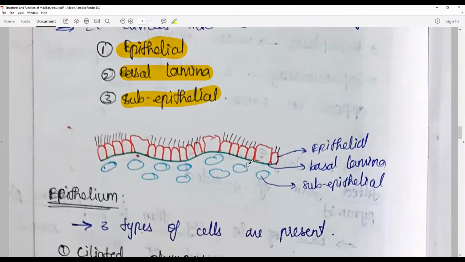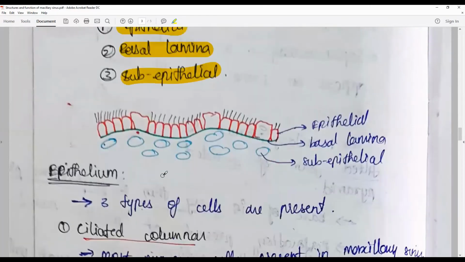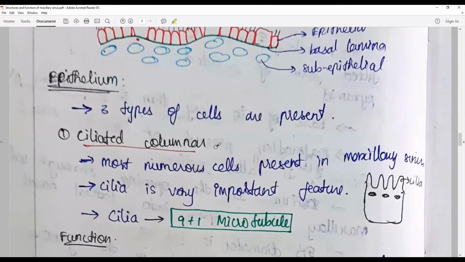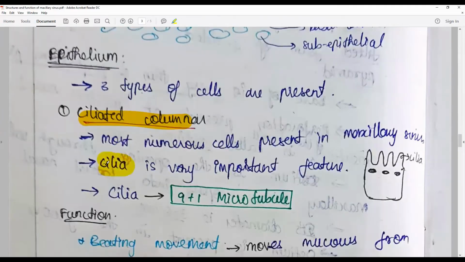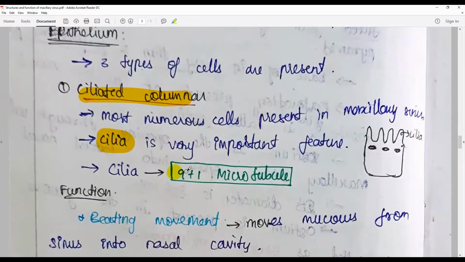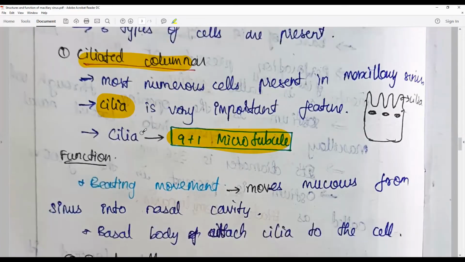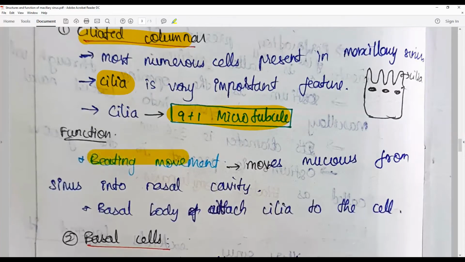A diagrammatic representation. Mark the nucleus, please. In the epithelium, there are three types of cells. Ciliated columnar cells are the numerous cells of the epithelium, with prominent cilia to clear off the mucus. Each cilium is made up of 9 plus 1 central microtubules. The function of cilia is to move the thick mucus or clear the entrapped bacteria by beating movement, which moves the mucus from the sinus into the nasal cavity.